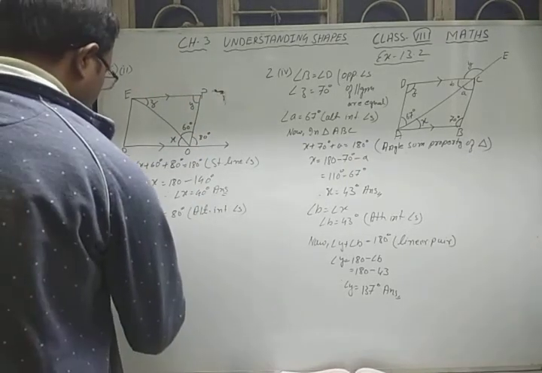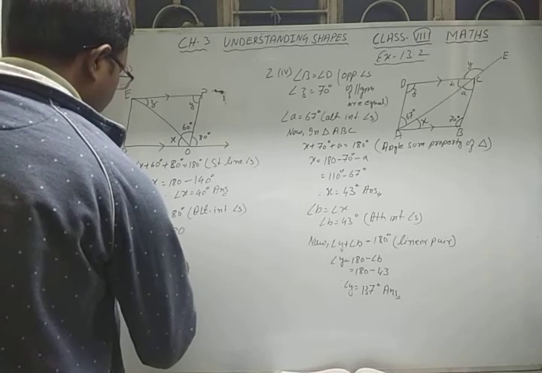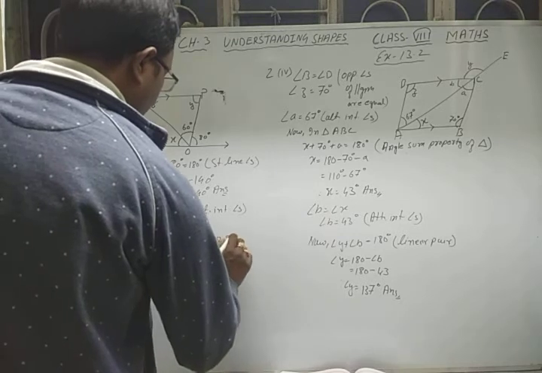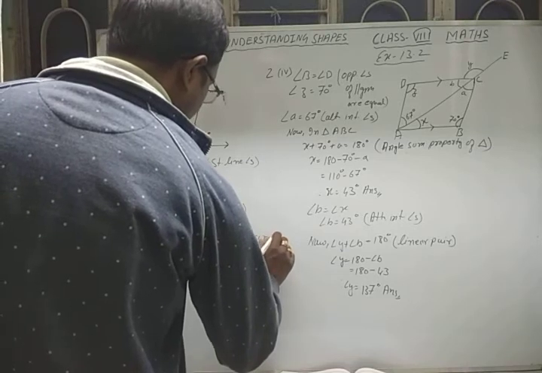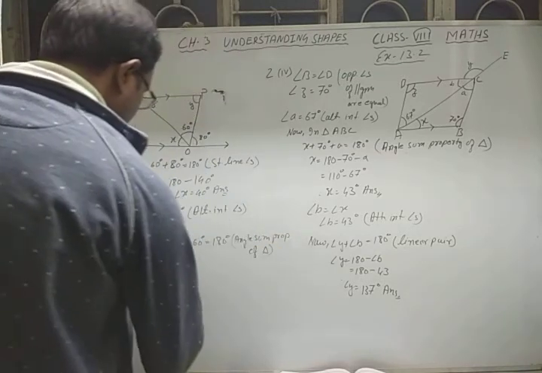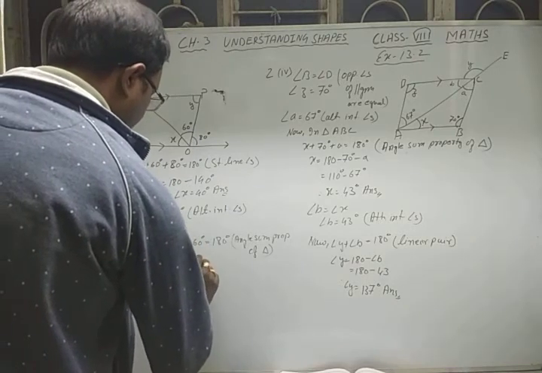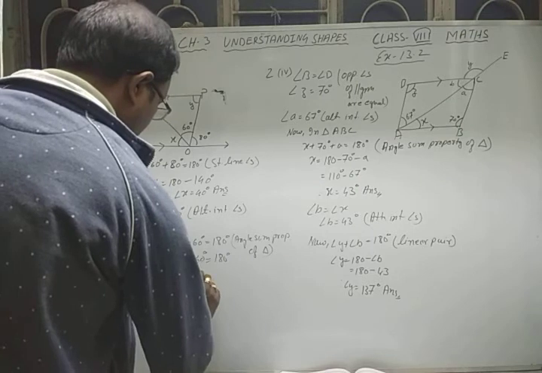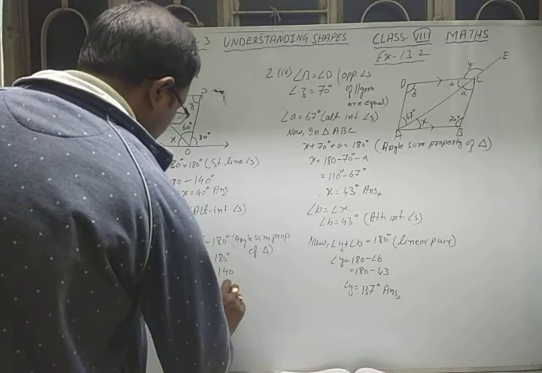So you will write in triangle EPO, angle Z plus angle Y plus 60 degrees is equal to 180 degrees, again by the angle sum property of a triangle. We have got Y value is 80, so 80 plus 60 plus Z is equal to 180. So Z is equal to 180 minus 140. Therefore, angle Z is equal to 40 degrees.